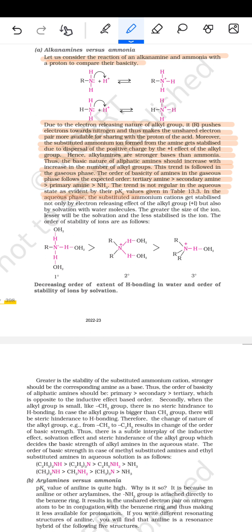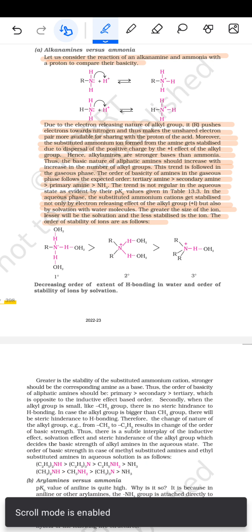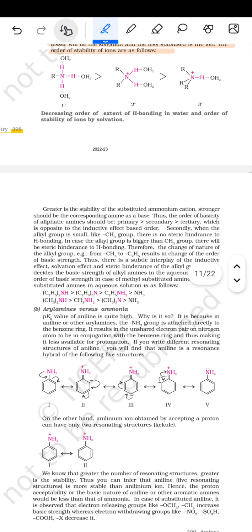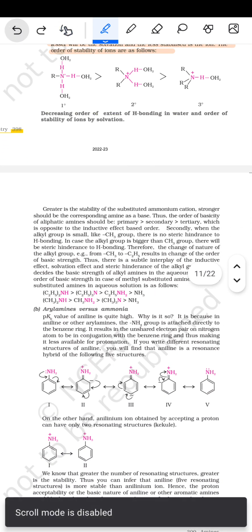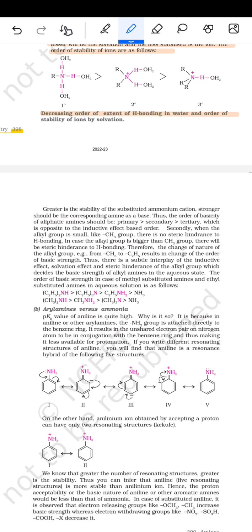In the aqueous phase, the substituted ammonium cation gets stabilized not only by the electron releasing effect of the alkyl group, +I, but also by solvation with water molecules. The greater the size of the ion, the lesser will be the solvation and the less stabilized is the ion. The order of the stability of the ions is as follows. So, decreasing H bonding in water and order of the stability of the ions by solvation is given.